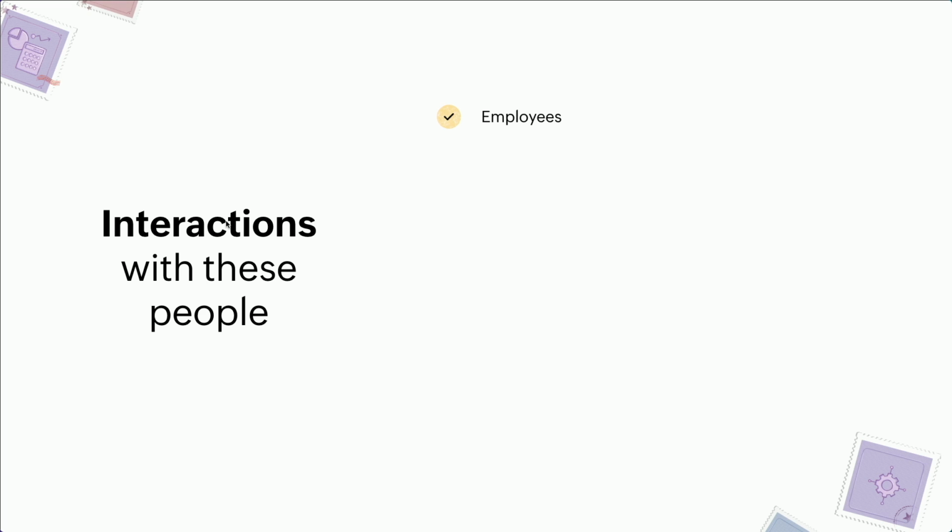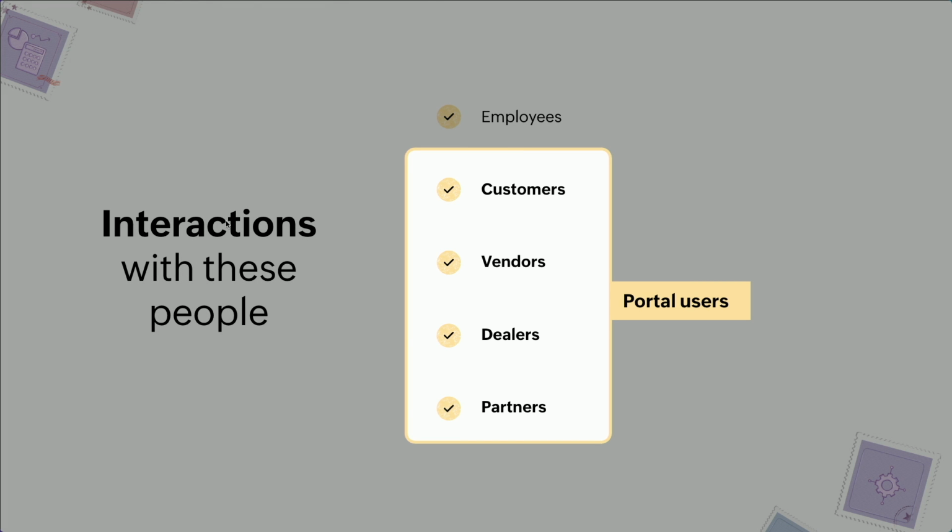When you take a business, there are a lot of people who are connected to it. One such group is your employees, and then you have your customers, your vendors, your dealers, your partners, and so forth. The way you can club your business is: employees are the people who run your business as your internal people, and then you can group all the other four as your portal users.